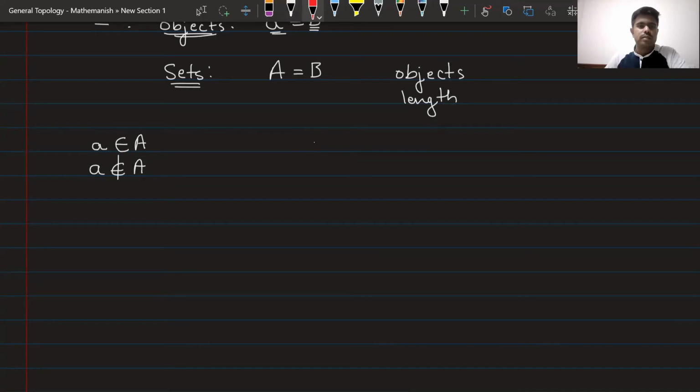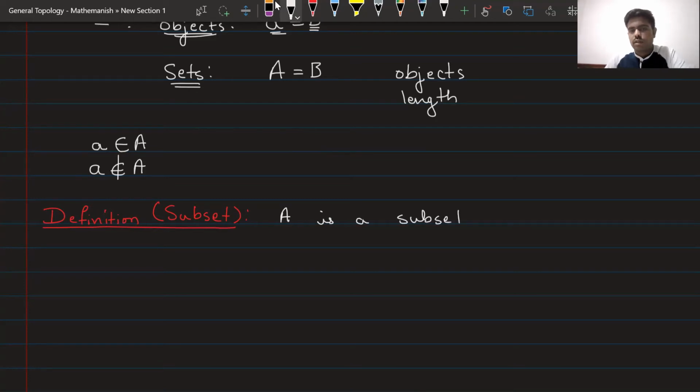Okay, so let us now go to the next definition, that is subset of a set. Okay, we call A a subset of B if every member of A is in B.